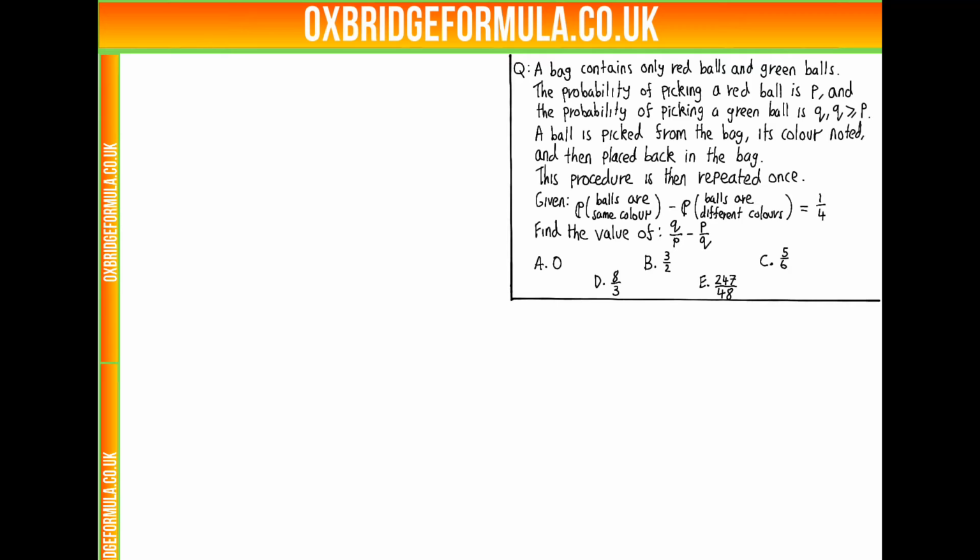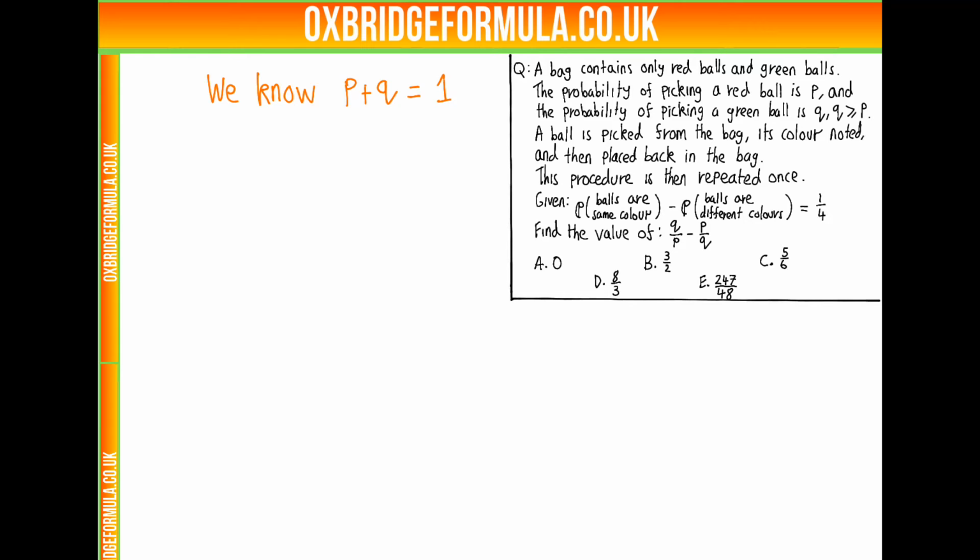The key to this question is to construct some equations with P and Q. Preferably a pair of equations, and we can figure out what P and Q are, and then we can figure out the value of this. So, what can we say about P and Q? Well, firstly, we know P plus Q is equal to 1, as P and Q are probabilities and they encompass the entire set of things that could happen.